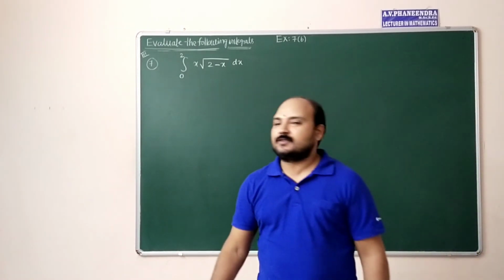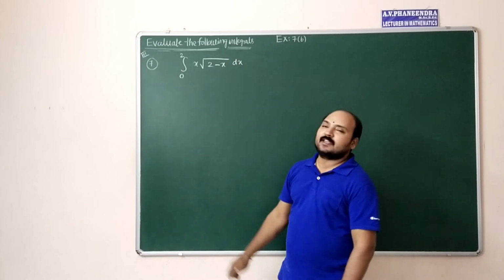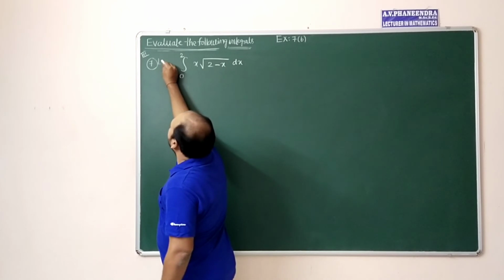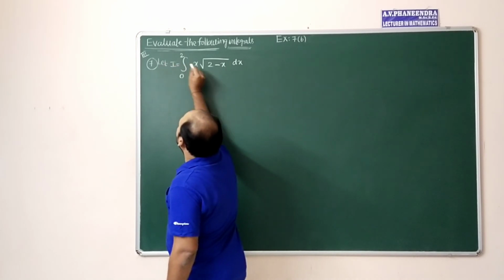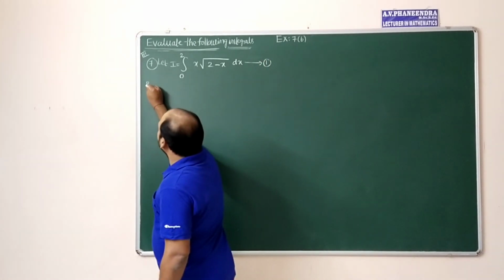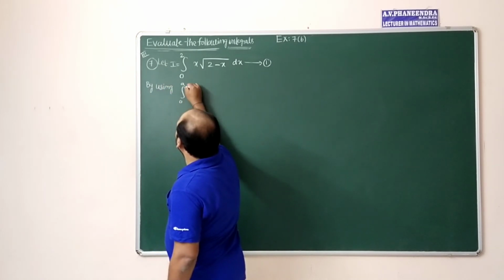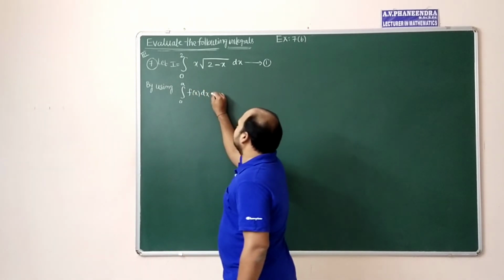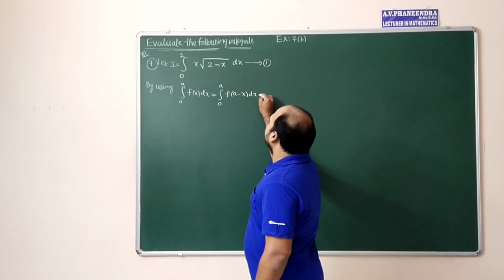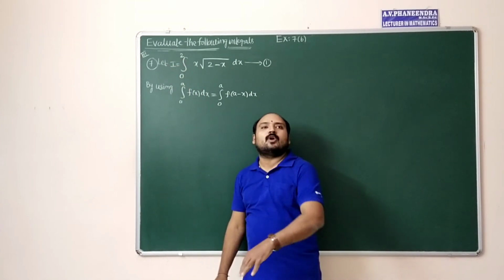The next question, dear friends. Evaluate integral 0 to 2 x into square root of 2 minus x into dx. See here, first you have to consider the given integral as I. Let I equal to this, put that as equation number 1. By using the property integral 0 to a f of x dx equal to integral 0 to a f of a minus x dx. So wherever here a is equal to 2, wherever x is there, 2 minus x, we have to write it.